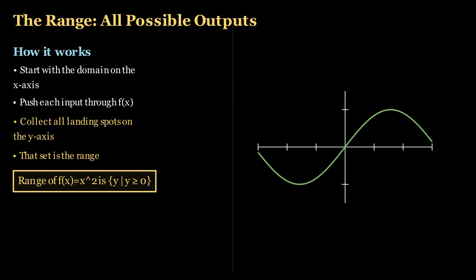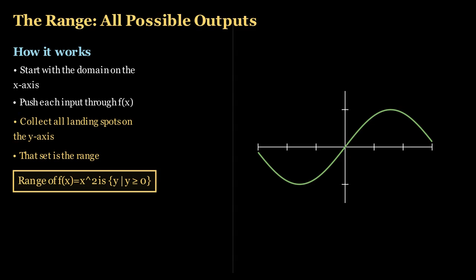Let's ground this with a real problem. Imagine you throw a ball straight up. Its height in meters after t seconds is given by h of t equals 20t minus 5t squared. The domain here is not all real numbers, because time starts when you throw it and ends when it hits the ground. Let's say the ball is in the air from t equals 0 to t equals 4 seconds. So our domain is the closed interval from 0 to 4. Now, what is the range? What height does the ball actually reach?